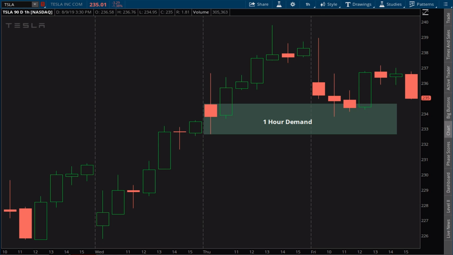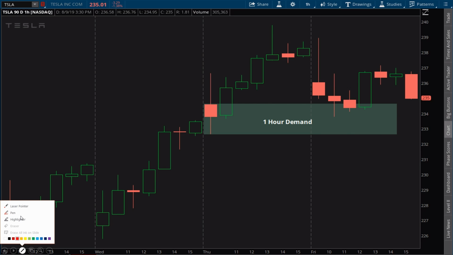So here's Tesla, and here's a 1-hour demand zone. So you guys can see, we make a nice move up. We base out right here, then we follow by another rally to the upside. So this is a demand zone. We draw from the top of the body to the bottom of the wick, and we wait to enter until price reaches that level again, and we're in demand, so we want price to bounce. We want to see that higher high.